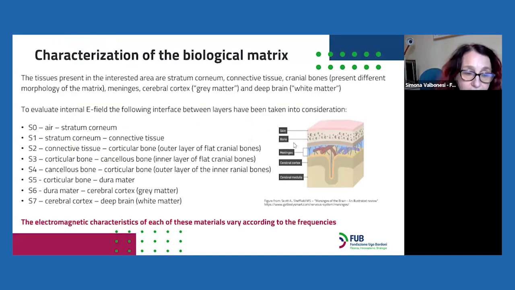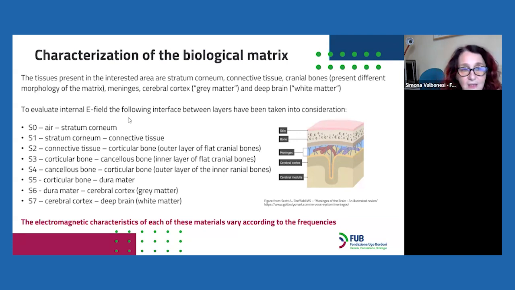The first step is the characterization of the biological matrix. The tissues present in the area of interest are 7: stratum corneum, connective tissue, cranial bones with different morphology of the matrix, meninges, and in particular dura mater, cerebral cortex, the so-called gray matter, and deep brain, which is known as white matter. To evaluate the internal field, the following interfaces have been taken into consideration.